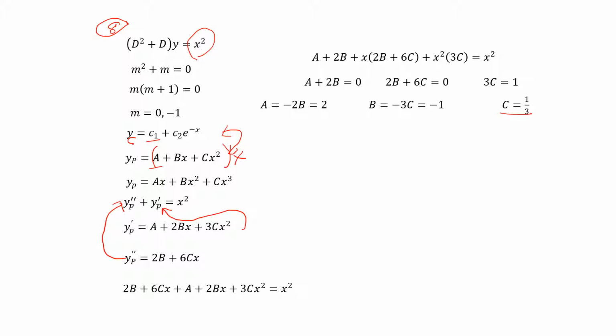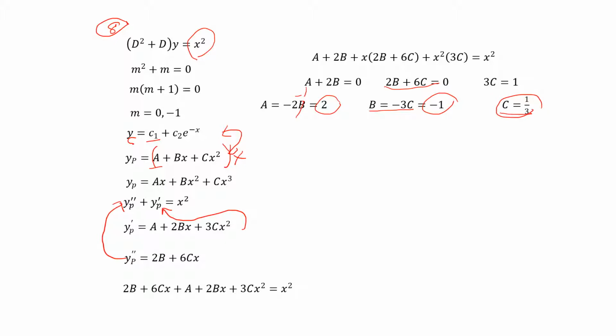And then b can be computed from this equation. b is negative 3c, that is negative 6c divided by 2. And substitute 1/3 there. So this is negative 3 times 1/3. This is negative 1. You know already b is negative 1. From here, a plus 2b is 0. Therefore, a is negative 2b. And you know that b is already negative 1. Therefore, a is 2. So a is 2, b is negative 1, and c is 1/3.